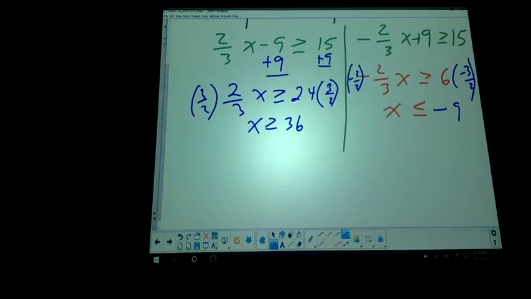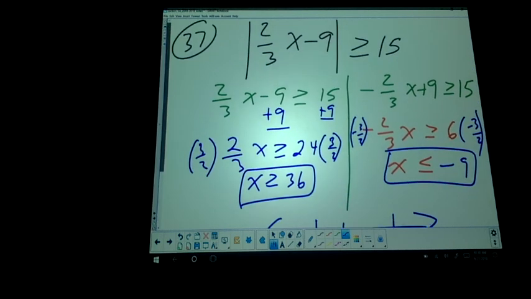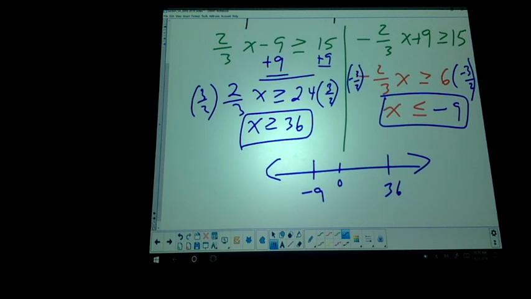All right, so these inequalities are good to go. Let's take a look at what it looks like on the number line. I'd have negative 9 here, and positive 36 over here. I'd have 0 somewhere closer to negative 9. Am I really looking for the critical value? I guess I could find it if I needed to: set what's in the absolute value equal to 0. So this is a solid dot going this way, and then I have a solid dot going this way.